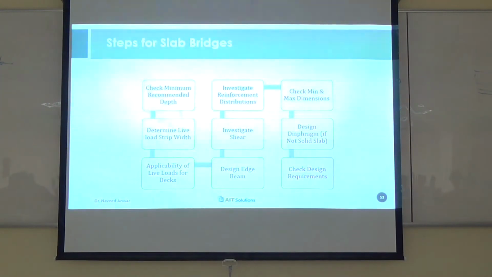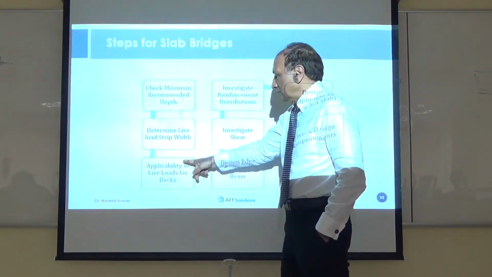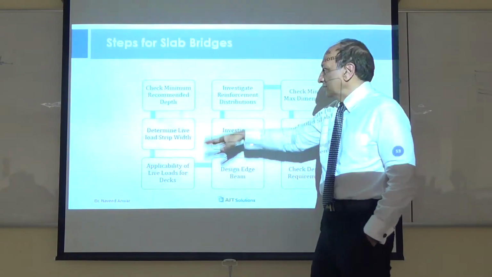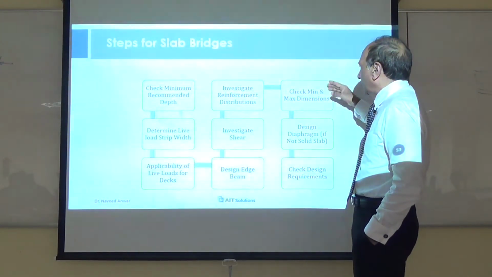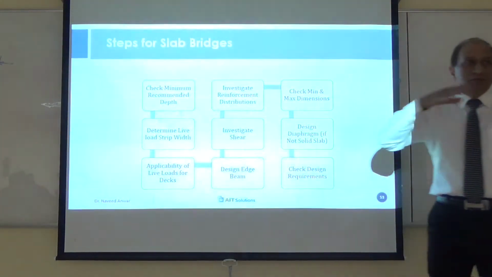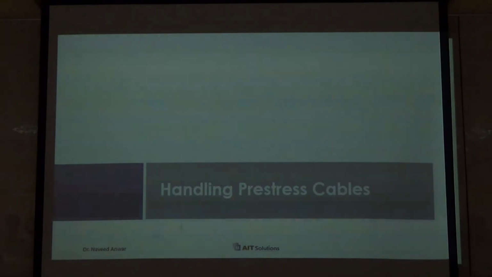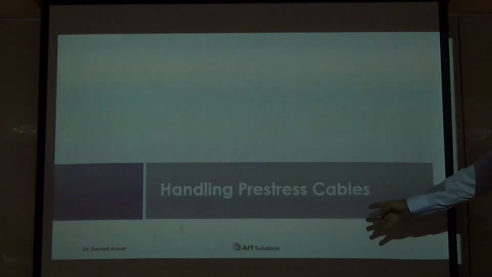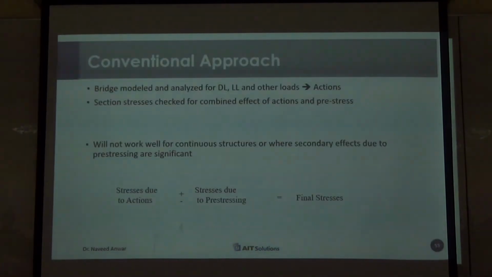For slab bridges, same procedure. You can read that. It's almost similar. Minimum depth requirements, live load. Then, because it's a slab bridge, you investigate the reinforcement distribution, investigate shear, check for minimum, maximum dimension, and so on. So you have simple and simplified procedures for different types of bridges. Okay. Handling pre-stressed cable. This is an important and interesting part.